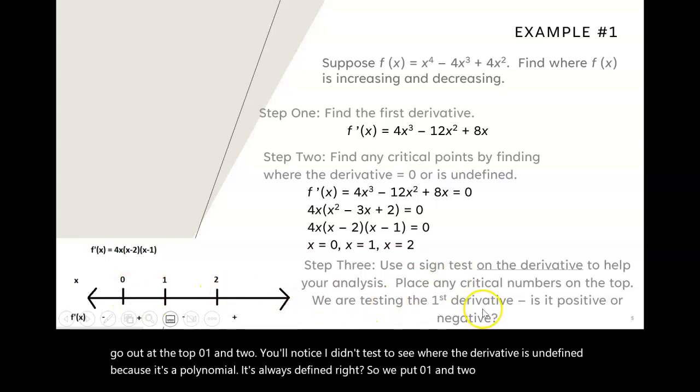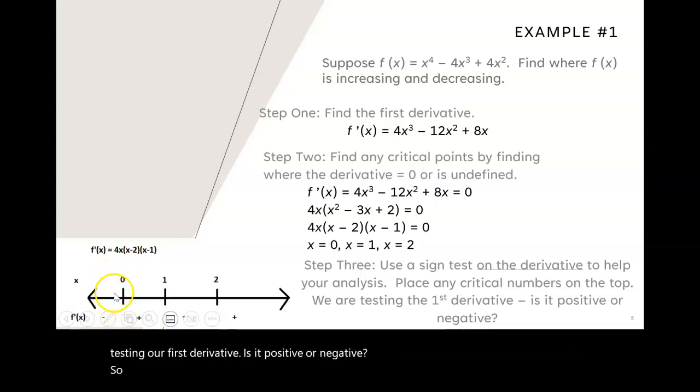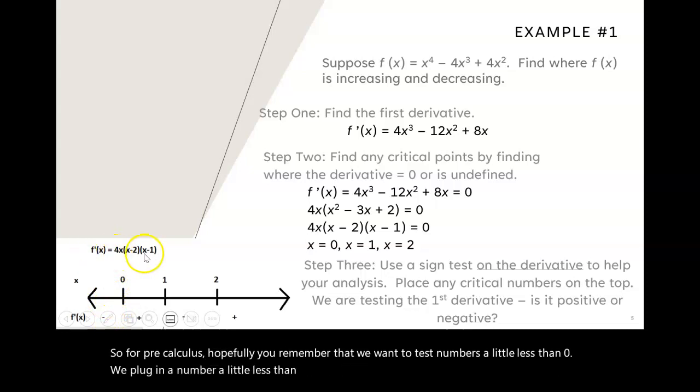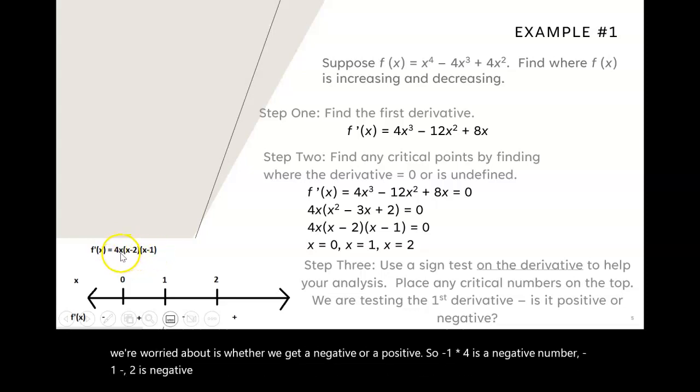And then we're testing our first derivative. Is it positive or negative? So from pre-calculus, hopefully you remember that we want to test a number that's a little less than 0. We plug in a number a little less than 0 into our factored form here. So let's say -1. And all we're worried about is whether we get a negative or a positive out. So -1 times 4 is a negative number. -1 minus 2 is negative. -1 minus 1 is negative. So we have a negative times a negative times a negative. 3 negatives make a negative.